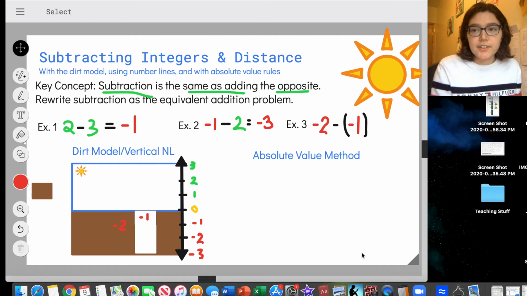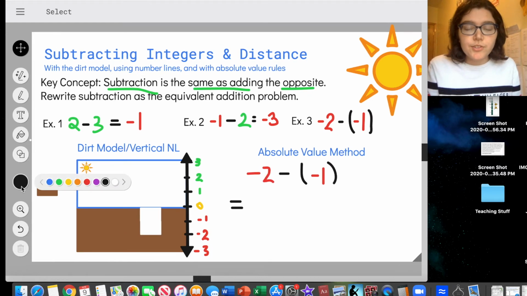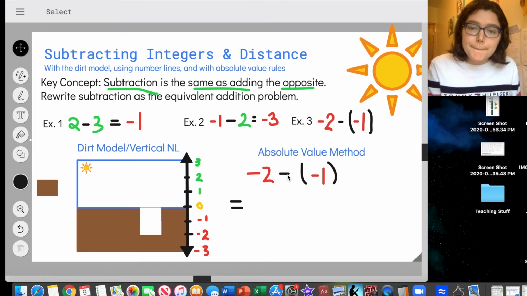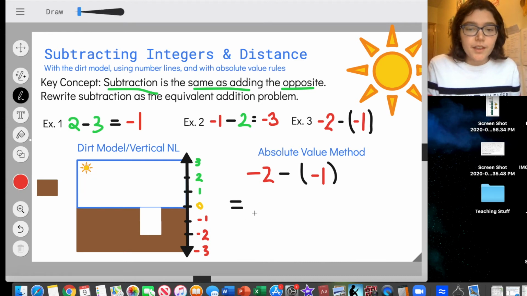Let's look at another example. For example 3, we have negative 2 minus negative 1. Often you're going to see parentheses around a negative number when you're subtracting, but it doesn't mean anything different than negative 2 minus negative 1. So step number 1 is we're going to rewrite the subtraction problem as the equivalent addition problem. So I'm going to keep negative 2, and now I want to rewrite that subtraction sign as addition. So what is the opposite of negative 1?